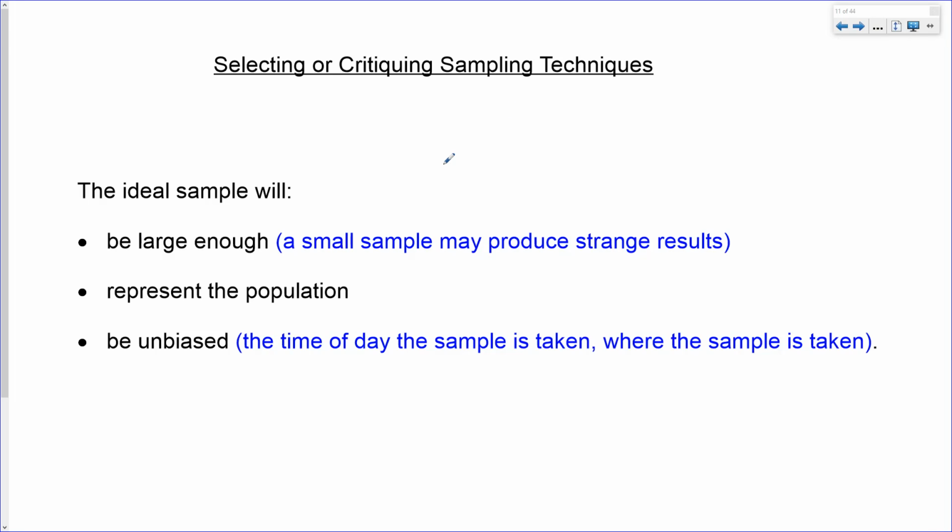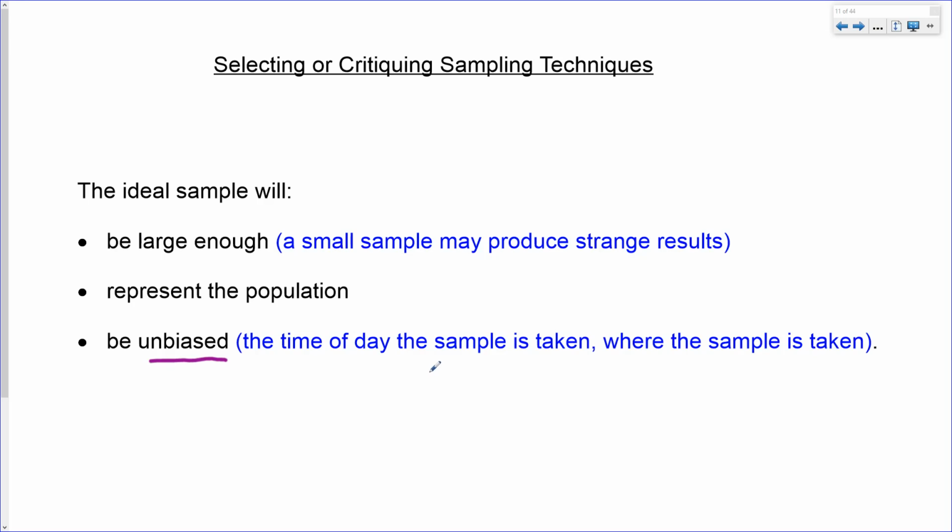So when we select our technique for sampling, we need to make sure that our ideal sample will be a large enough sample to represent the population. What can happen with a small sample is it can produce some strange results and might not be representative of the whole population. So the sample must represent the population as well. And the most important thing really is that the sample needs to be an unbiased sample.